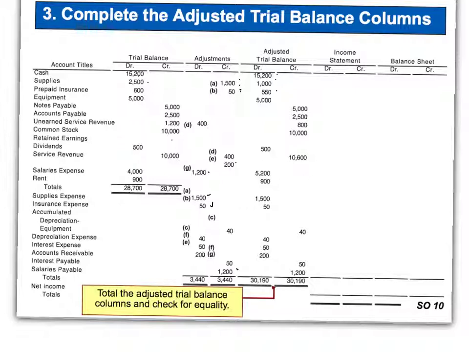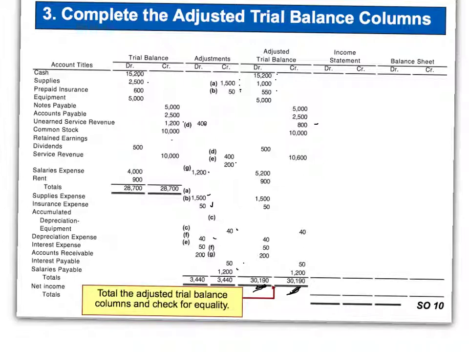Unearned service revenue, now watch that, it had a credit balance of $1,200. We have a debit against that. We reduce that liability. The liability now is $800. And so on. And the adjusting entries have created some new accounts down here. For example, depreciation expense and interest expense, and also interest payable and salaries payable. So we add these two together. We add up the debits again, $30,190. We add up the credits and we make sure they balance.